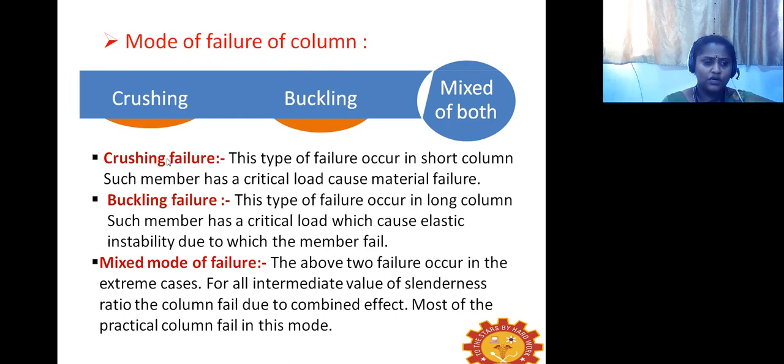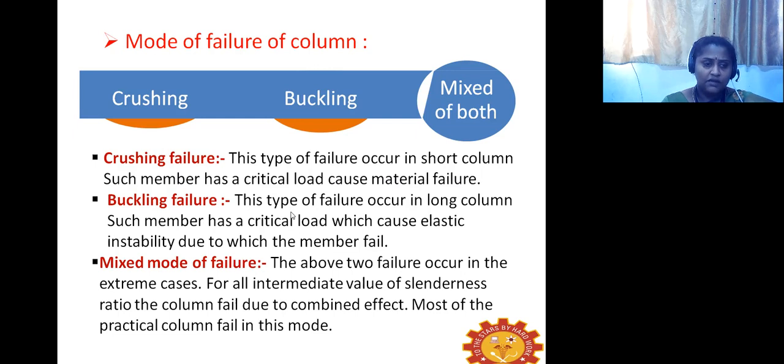So first, coming to crushing failure. This type of failure occurs particularly in short columns. Such a member has a critical load which causes the material to fail.